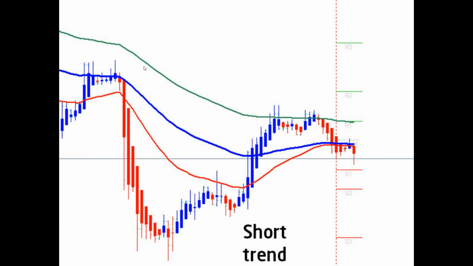Short trend is vice versa: green, blue, red. And definitely, it's good to know that Heiken Ashi is filtered through these moving averages along with standard price action patterns, such as lower high, lower low for a short trend.